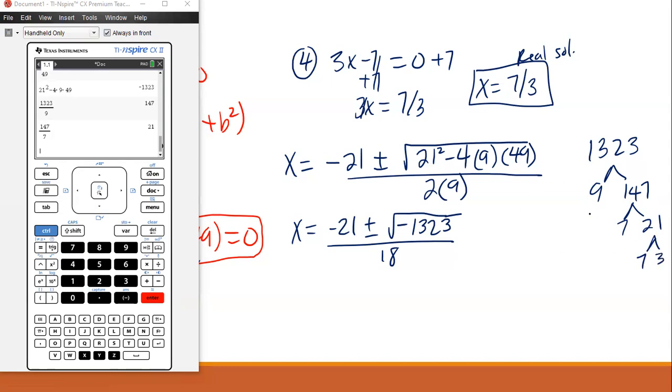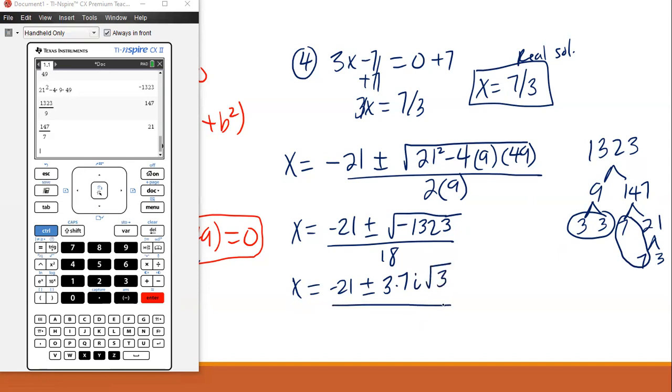And if you're going to use the tree, then great. So this is going to become 3 and 3. So remember, when you are taking the square root of something, you're looking for pairs. So I have a pair of 3s and I have a pair of 7s. So when I simplify this, I'm left with x equals negative 21 plus or minus 3 times 7 times i, because it being negative, and then I had a 3 that was not grouped, all over 18. So that's x equals negative 21 plus or minus 21i square root of 3 over 18.